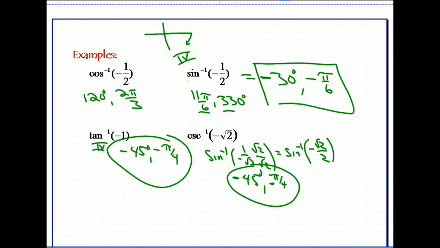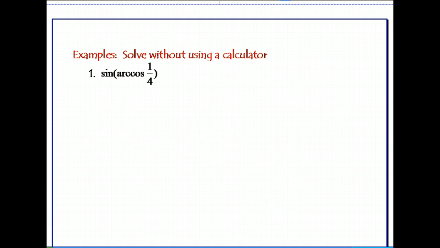So it works nicely for sines, tangents, cosecants. Not so nicely for cosines, because cosine's positive in the fourth quadrant. So for the cosines, you've got to look over there and see what those values are. 120 degrees or 2 pi over 3. All right. Those are the main ideas.